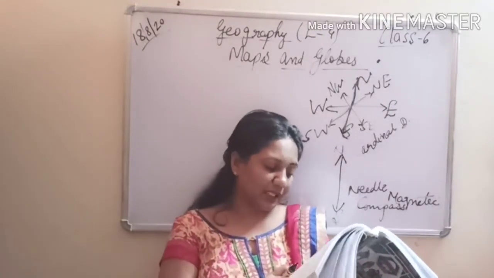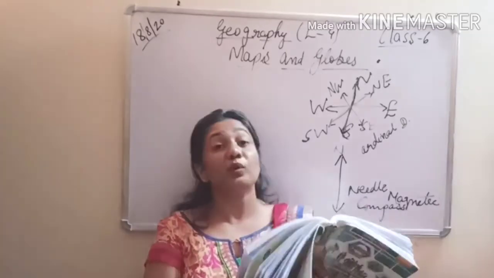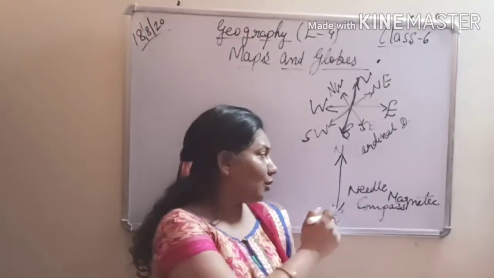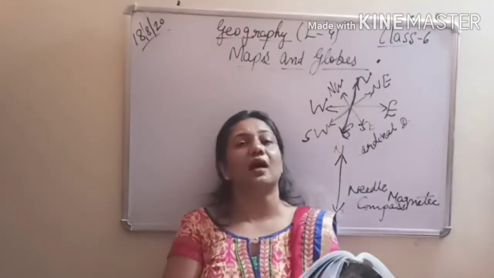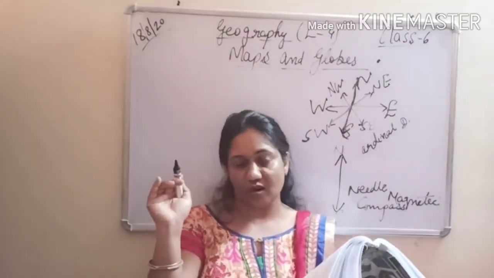Then there are some multiple choice questions. The needle of a magnetic compass always points in which direction? East-west or north-south. Just now we have done north-south. So it is option number C according to your book. So put a tick on option number C.